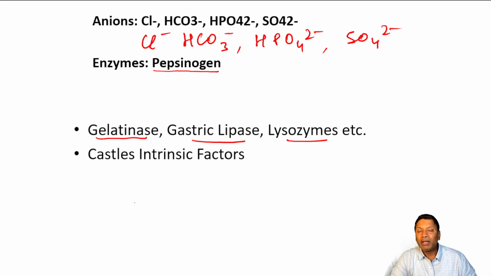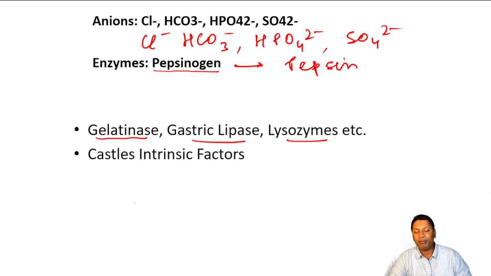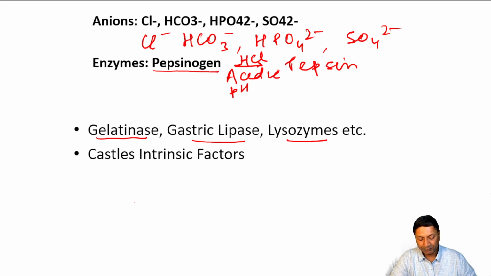Regarding pepsinogen, it is the inactive form of pepsin. Pepsin is a protein digesting enzyme present in the gastric juice. Pepsinogen is converted into the active form pepsin by the acidic pH, and this acidic pH is provided by the HCl. This acidic pH activates pepsinogen to pepsin, and pepsin will break down the protein which enters the stomach.